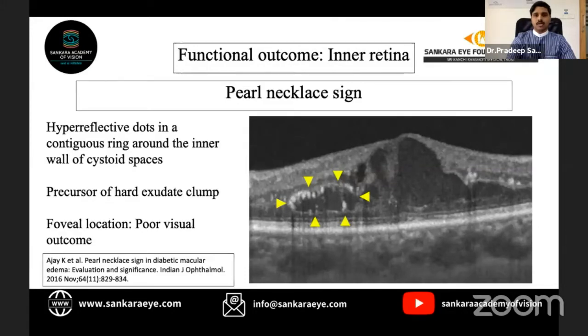The next biomarker, the pearl necklace sign, is defined as the presence of hyperreflective dots in a contiguous ring around the inner wall of the cystoid space, as we can see over here. It is usually a precursor of hard exudate clump. So when the macular edema resolves, here the hard exudate would precipitate. If it's located at the fovea, it is an indicator of poor visual outcome, as the hard exudates which precipitate at the fovea result in outer retinal disruption.